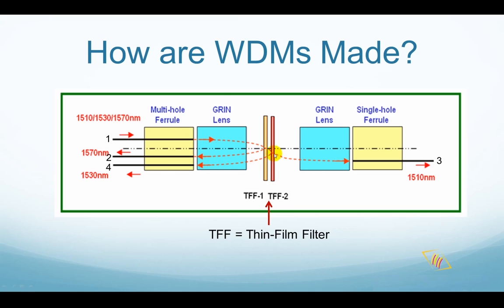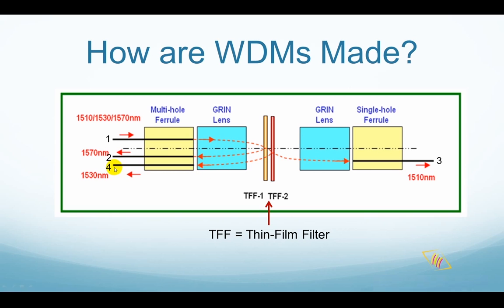Filter 2 is designed to pass 1510 nanometer but reflect 1530 nanometer. So 1510 nanometer light passes and is focused into fiber 3 by the second green lens. On the other hand, 1530 nanometer light is reflected by filter 2, passes filter 1 again, and is focused into fiber 4 by the first green lens.